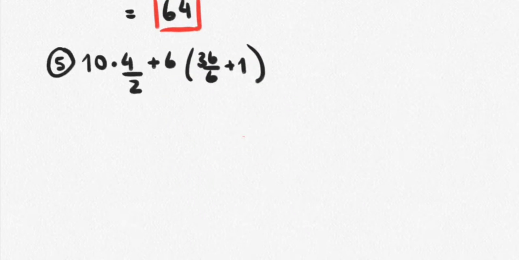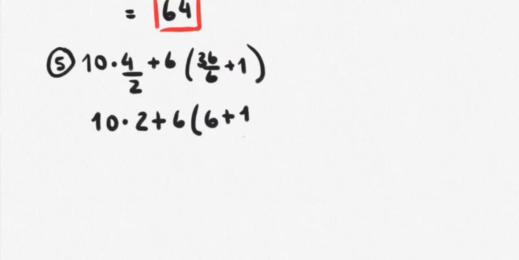And for number 5, we have fractions, but what I like to do first is to see if the fractions can be simplified any further. So I'm going to do that. I have 10 times 4 divided by 2, which is just 2, plus 6. 36 divided by 6 is just 6, plus 1. So now from here, it's easier to simplify even further. I'm going to do the parentheses first. 6 plus 1 will end up with 10 times 2 plus 6. 6 plus 1 is 7.